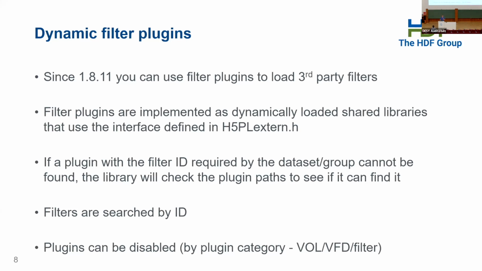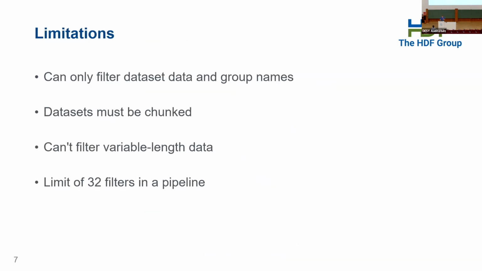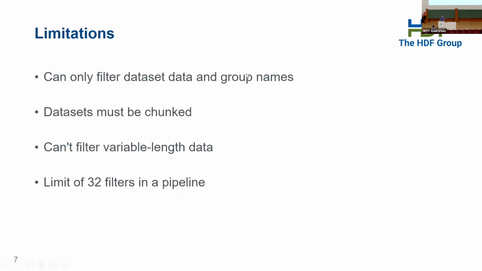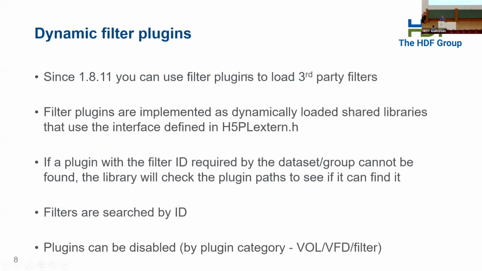And filters are searched by IDs. Compression filters, we have that ID that I mentioned before. This one right here, this H5Z_filter_t, which is just a typedef to an int. We search by that. That's what we look for. And they can be disabled. There's an API call that you can use to apply a mask, where you can turn off filters, where for security purposes, you decide that you don't want anybody to be able to load a compression filter. You can switch that all off.